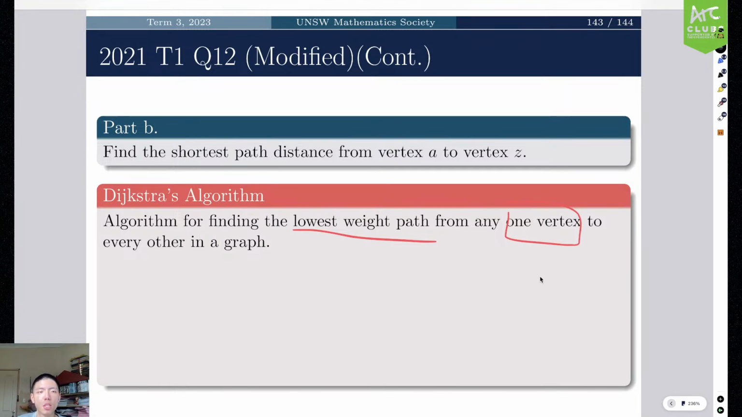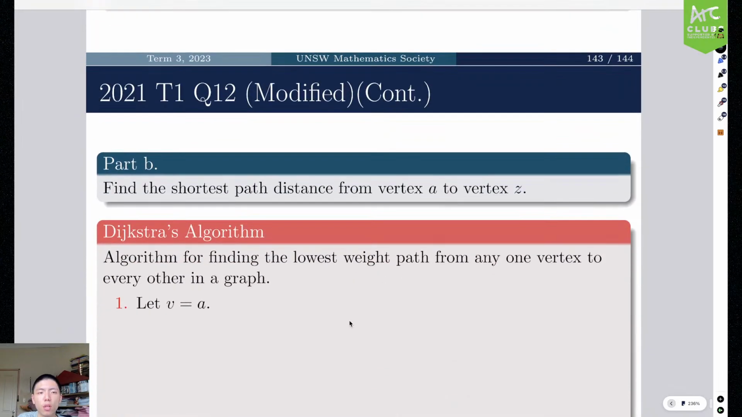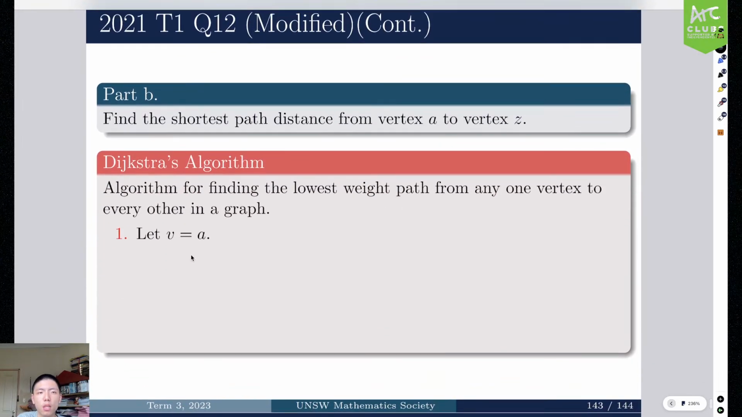The reason for this is because Kruskal's algorithm gives you a minimal weight spanning tree that covers everything and has a minimum total. Dijkstra's algorithm starts from one point and looks at the shortest possible distances to go out from that point. So we would call this a path spanning tree. Essentially, how we will do this is let V equal A. So that's the first vertex that we want to start with.